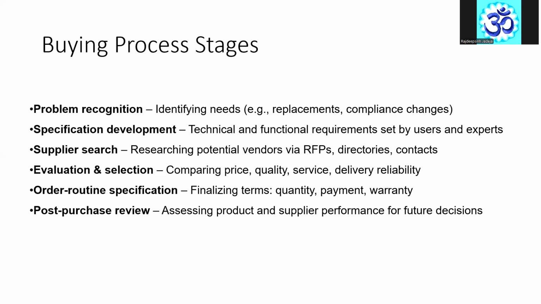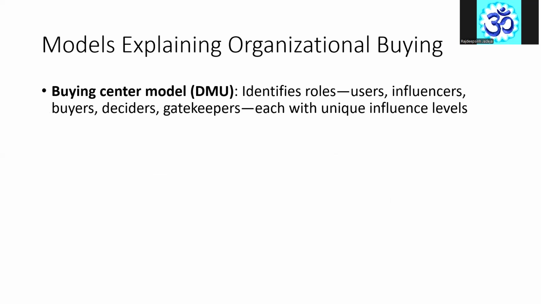We have to research potential vendors and directories, and go through the contact list to find a good supplier. Then we have evaluation and selection. We have to compare the price, quality, service, and delivery of that supplier for that product. Then we have order routine specification, in which we set the terms, warranty, guarantee, payment, all of that. And then post-purchase review, we assess the product and supplier performance for future decisions.